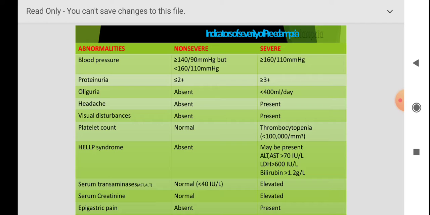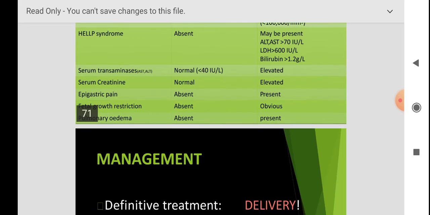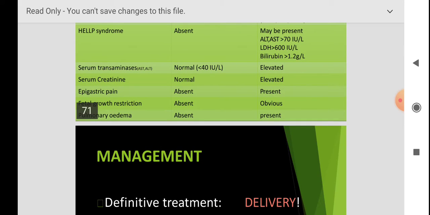Headache is absent in non-severe. Visual disturbances are also absent, whereas in severe disease, both headache and visual disturbances will be present. Platelet count will be normal in non-severe disease, whereas it will be less than 1 lakh in severe. HELLP syndrome will be absent, whereas in severe disease, HELLP is present. That is where AST, ALT is more than 70, LDH is more than 600, bilirubin is more than 1.2. Then serum transaminase levels will be normal in non-severe disease, whereas elevated in severe. Creatinine is normal in non-severe, elevated in severe.